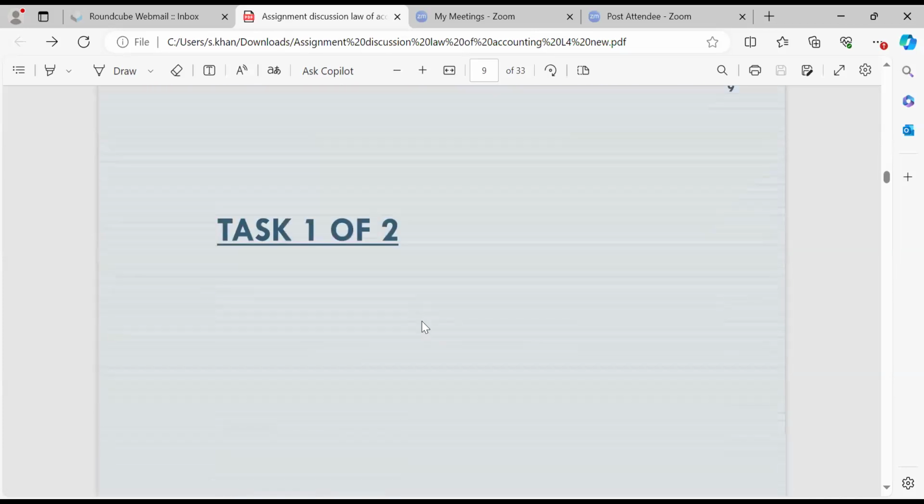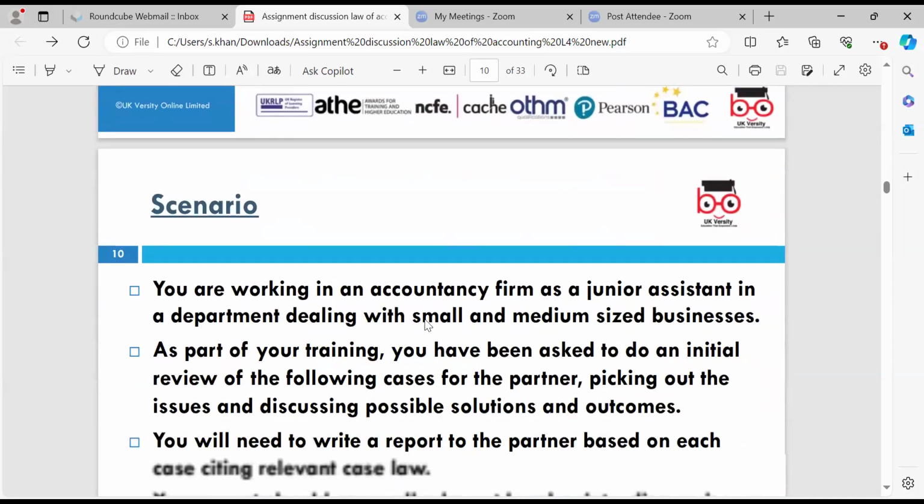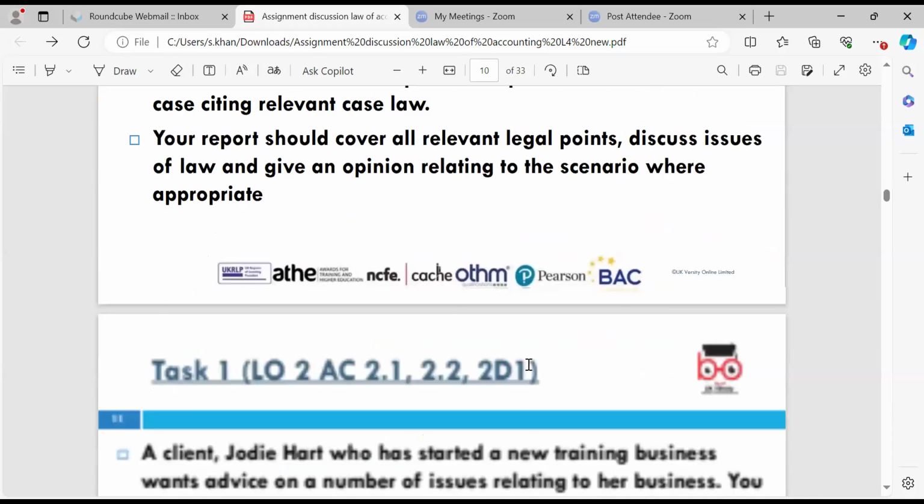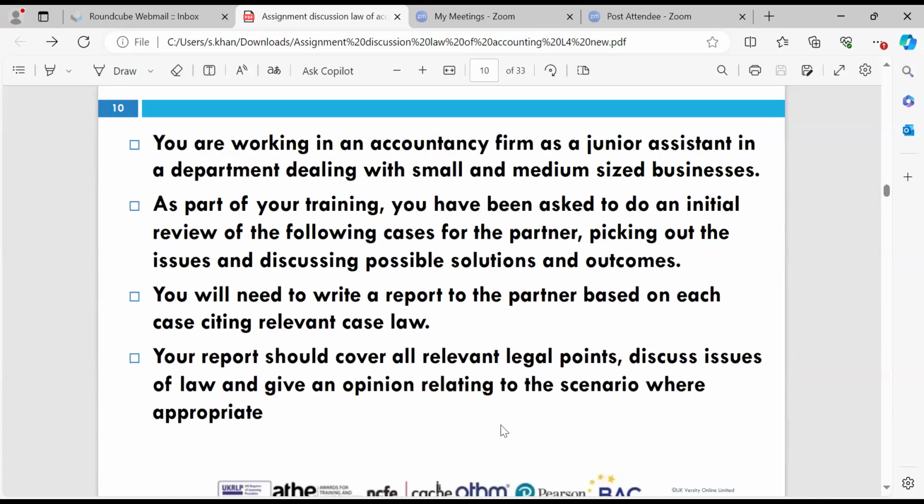Okay, so there are 2 tasks in this. Task 1 of 2. You've got a scenario which I'm going to go through. You are working in an accountancy firm as a junior assistant in a department dealing with small and medium-sized businesses. As part of your training, you have been asked to do an initial review of the following cases for the partner, picking out the issues and discussing possible solutions and outcomes. You will need to write a report to the partner based on each case, citing relevant case law, and your report should include all legal points, discuss issues of law, and give an opinion relating to the scenario where appropriate.